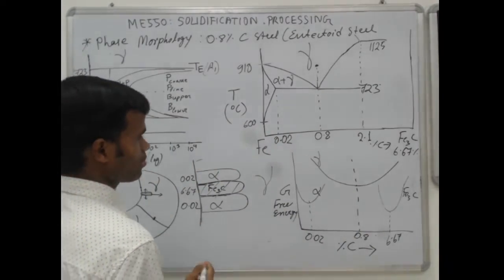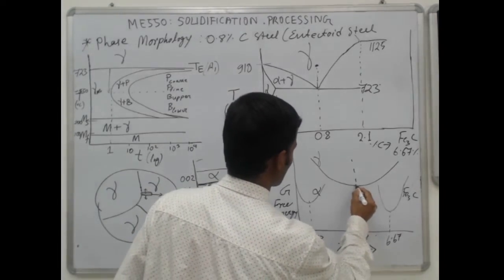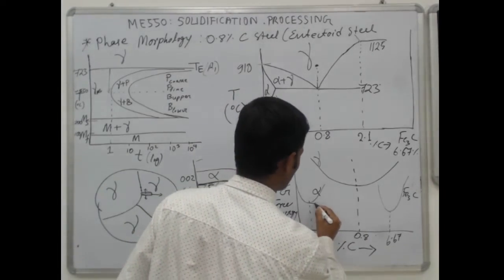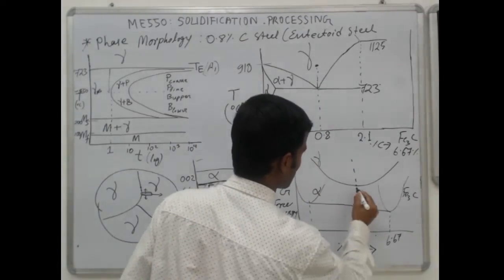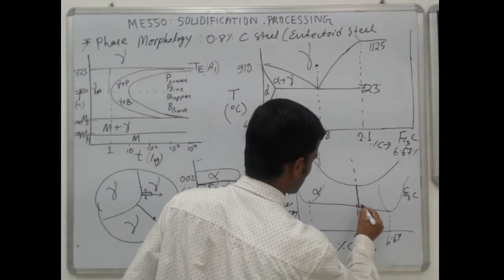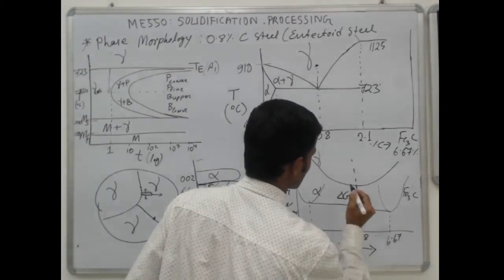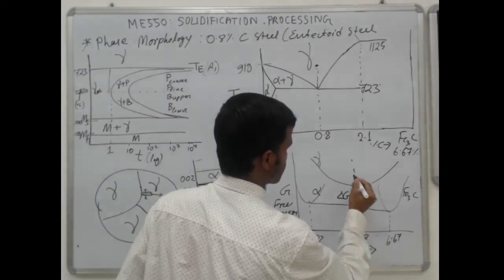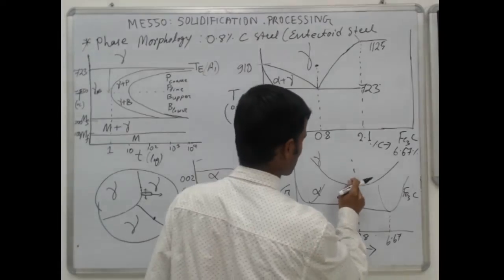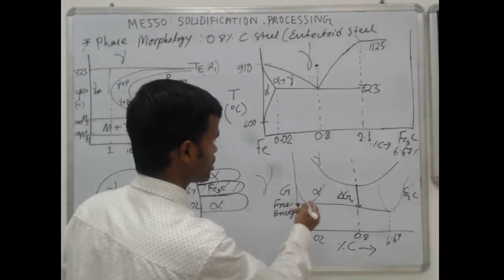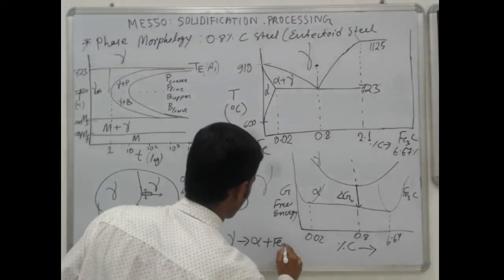Because this alpha free energy is high, now they form a mixture of alpha plus Fe3C, thereby reducing this much free energy. So this is the driving force, delta G, that we know. This is how the free energy is reduced, by forming gamma to alpha plus Fe3C.